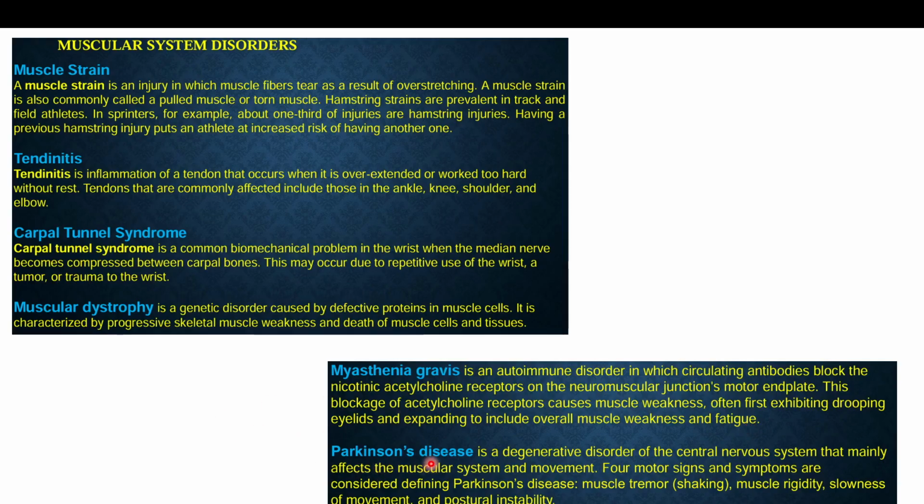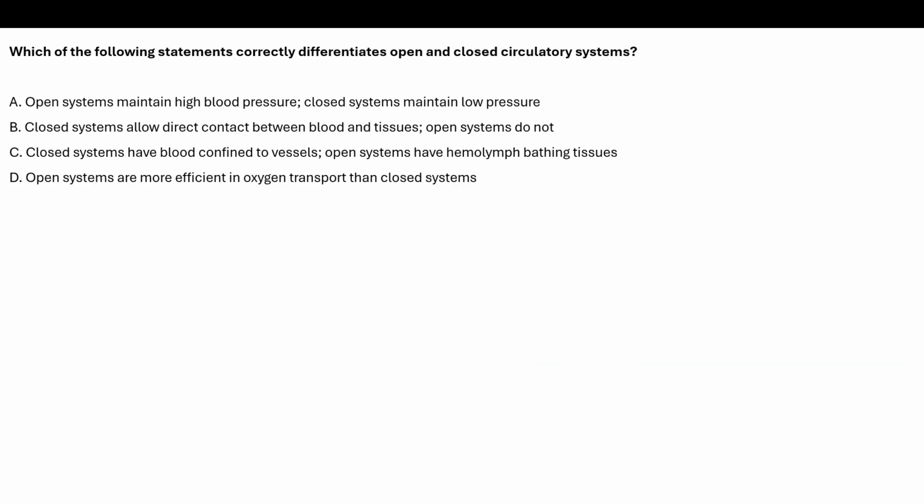Then we also have Parkinson's, which is a degenerative disorder of the CNS that mainly affects the muscular system and movement. Four motor signs and symptoms are considered defining Parkinson's disease: muscle tremor or shaking, muscle rigidity, slowness of movement, and postural instability. All right. Now let us look at some of the questions.